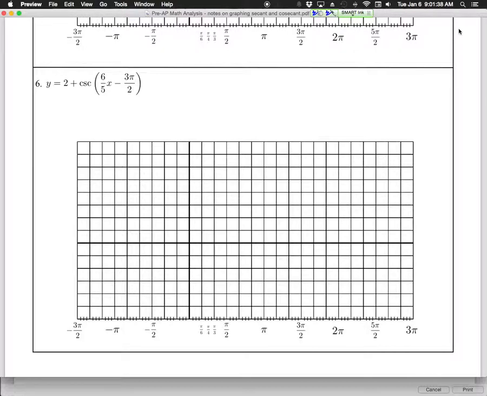All right, Reagan, what's my amplitude? 1. The amplitude is 1. Bree, what's my period? 5 pi over 3. 5 pi over 3, very good. And AJ, what are my shifts? Pi over 5. 12 pi over 5.